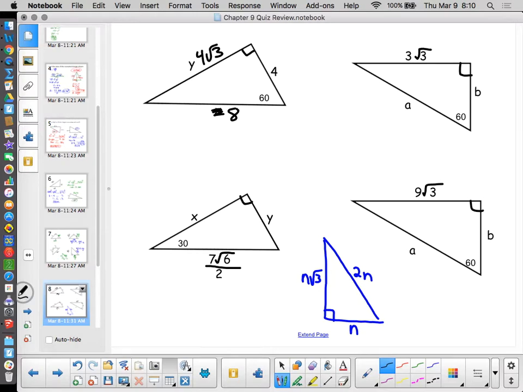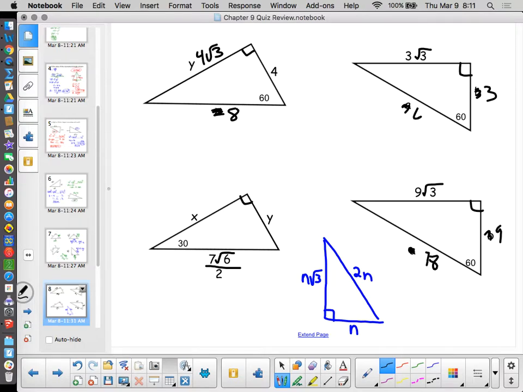Oh, here they give me the long leg is 3 root 3. So what does the short side have to be? Work it backwards. n root 3 equals 3 root 3, so n must be 3. So this has to be double which? Am I doubling the long leg or the short leg for the hypotenuse? Short leg, so double 3 is 6. And same here, b is going to be 9, and this is going to have to be 18.